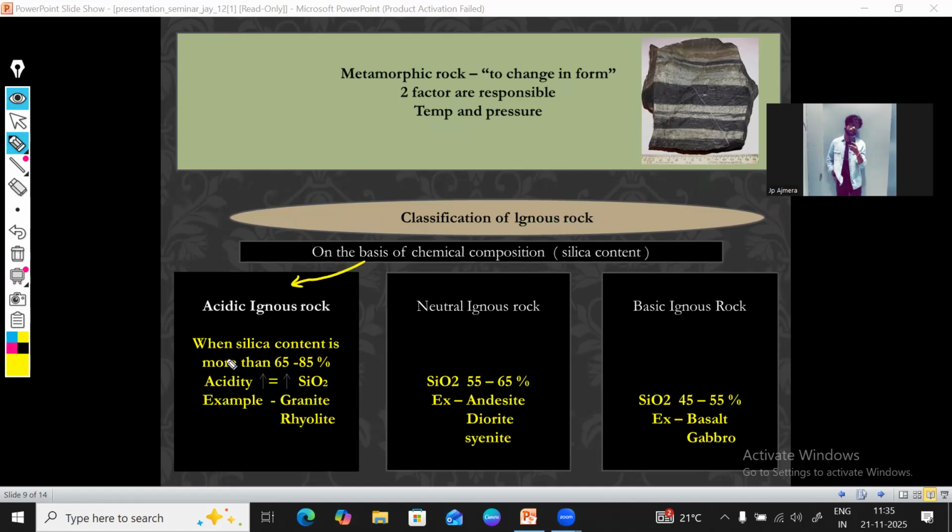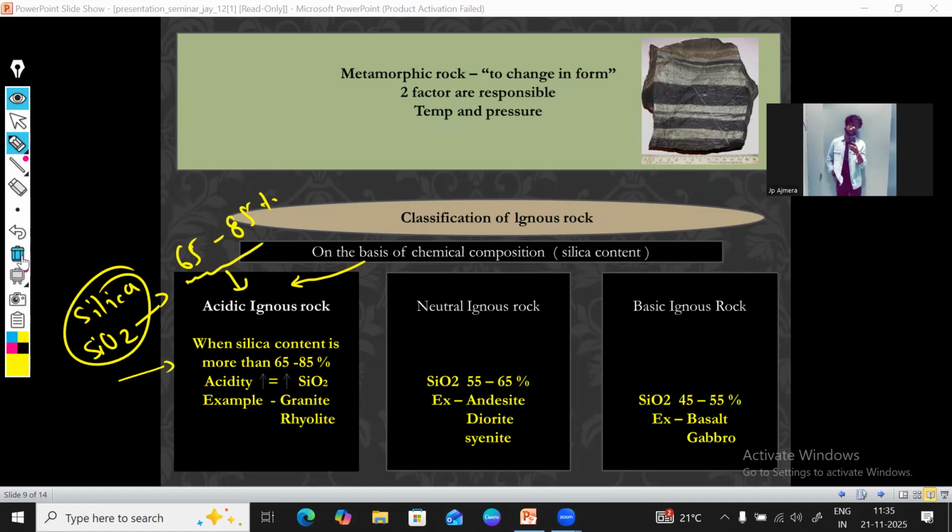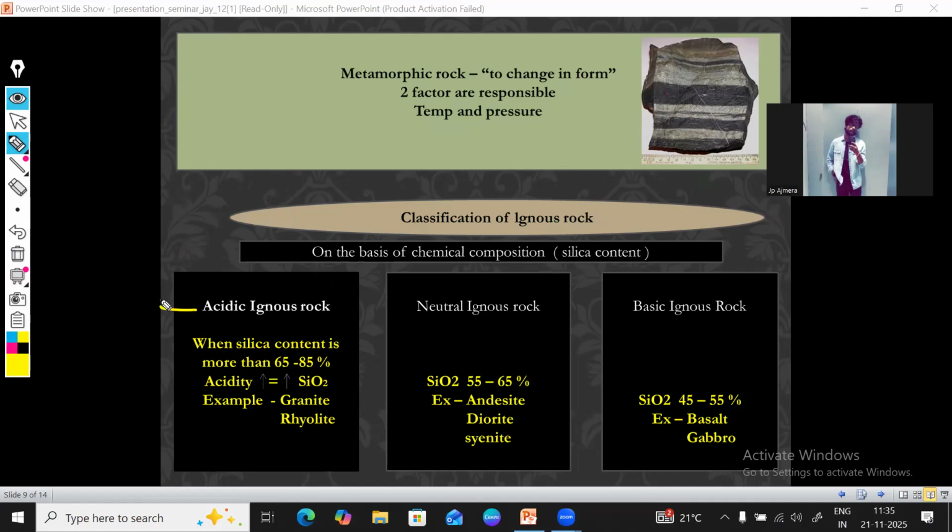The first one is acidic igneous rock. What is said about the acidic igneous rock? The formula of silica is SiO2. When the silica content is about 65 to 85% inside the rock, we call it an acidic rock. The definition of acidic igneous rock is pretty simple: 65 to 85% silica content means that particular rock is known as an acidic igneous rock.